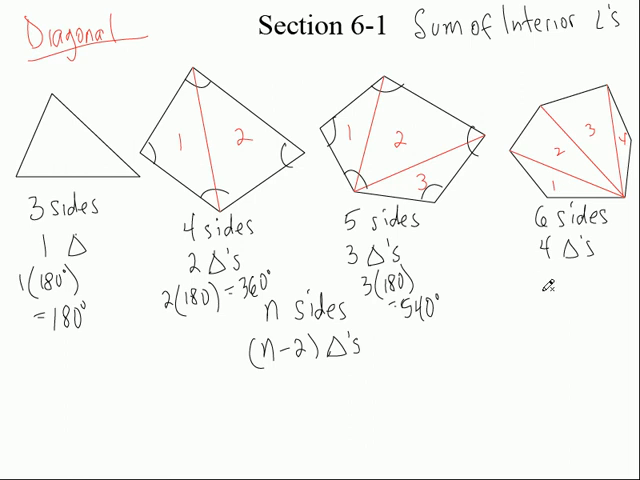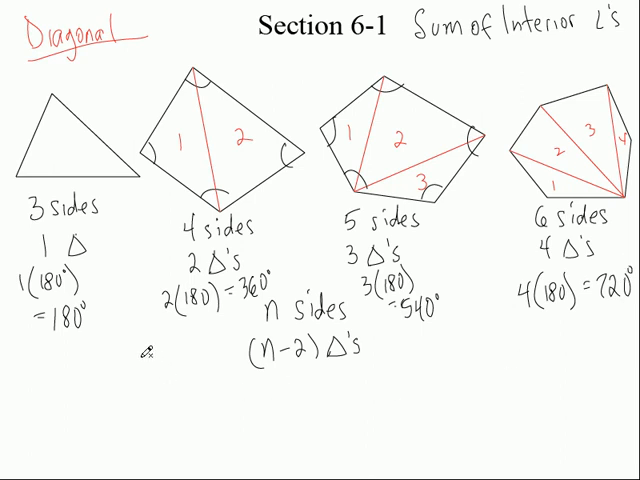Look at this right here. Let's do it one more time. So 6 sides. So what do you do? 6 minus 2 is 4. Keep doing that. So it's 4 times 180, and that's 720. Is that right? Okay. So 720 degrees. What does that mean? It means all 6 of these angles add up to be 720 degrees, right?